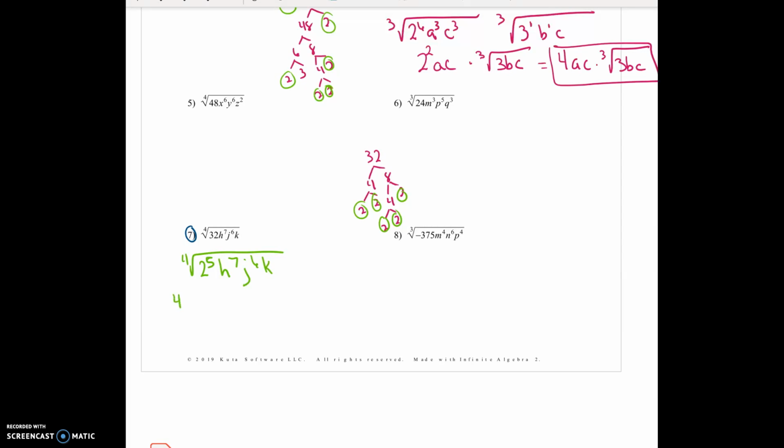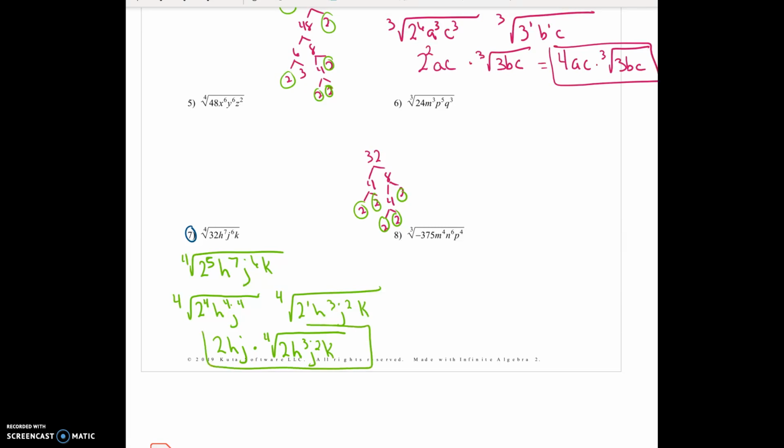Now I'm going to make my perfect and my not perfect. And of those 2's, 4 are perfect, 1 isn't. Of my H's, 4 are perfect and 3 aren't. And of my J's, 4 are perfect and 2 aren't. And then the K is not perfect. So coming out will be 2, H, and J. They all have an exponent of 1, which I'm not going to write. And of my 4th power, I have this. Whoops, there's my squared. And number 7 is done.